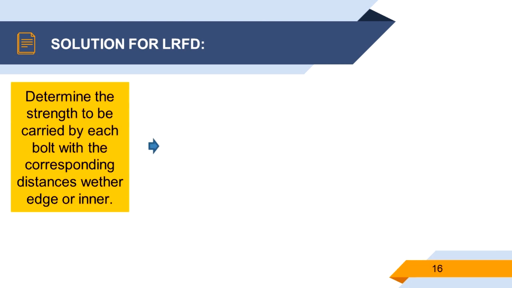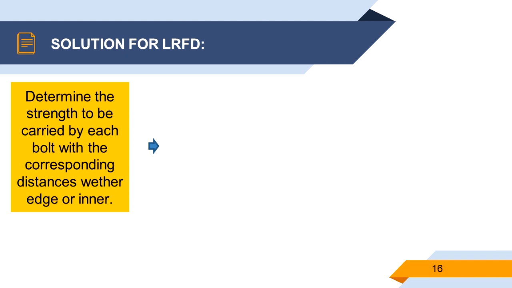Now we will determine the strength to be carried by each bolt with the corresponding distances with the edge or inner. The bearing force on the 5/8-inch thick tension member will be twice as large as the bearing force on each of the 1/4-inch splice plates, because the total load on the splice plates is the same as the total load in the tension member. For the splice plates to be critical, the total splice plate thickness must be less than the thickness of the tension member, and it is.